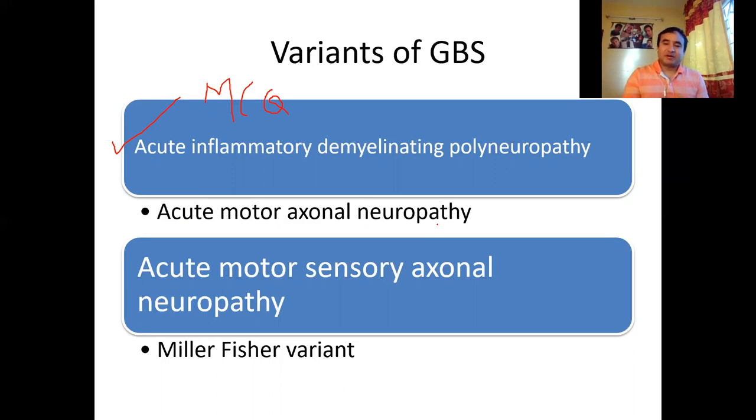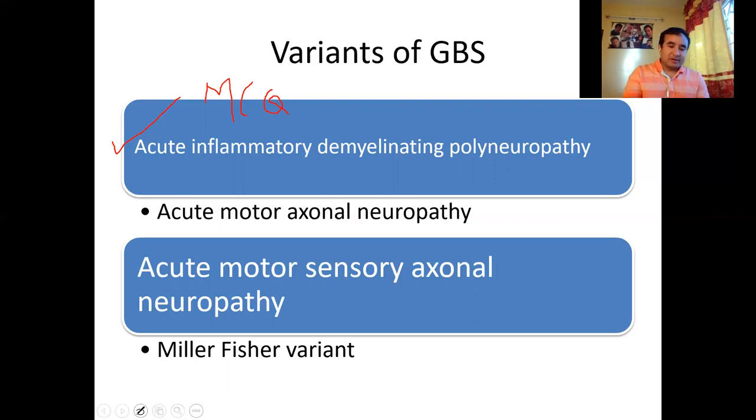is a demyelination, but there can be the axonal variant as well. And there is also the acute motor sensory axonal neuropathy. We don't accept sensory involvement in GBS commonly, but sometimes, rarely, they can have sensory involvement as well, and that is called AMSAN, acute motor sensory axonal neuropathy. This is AMAN, and this is AMSAN, and this is AIDP.